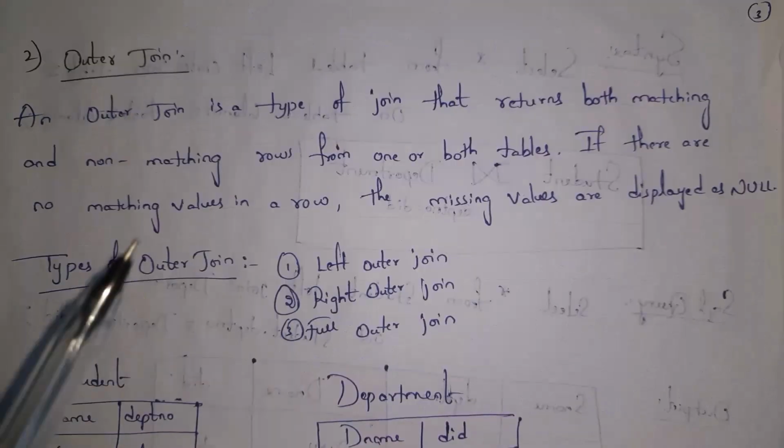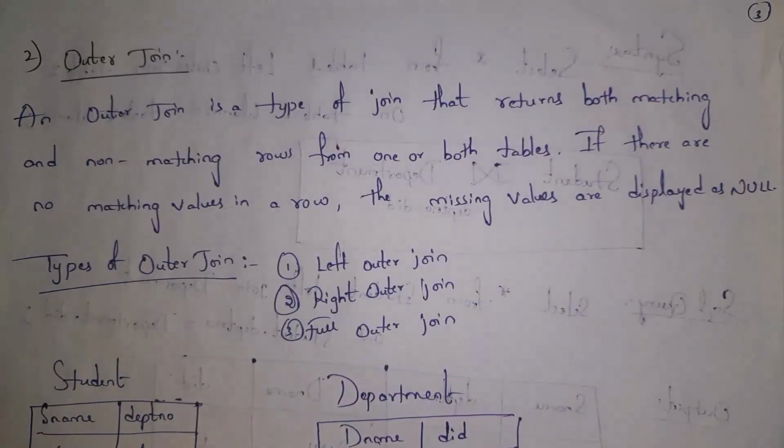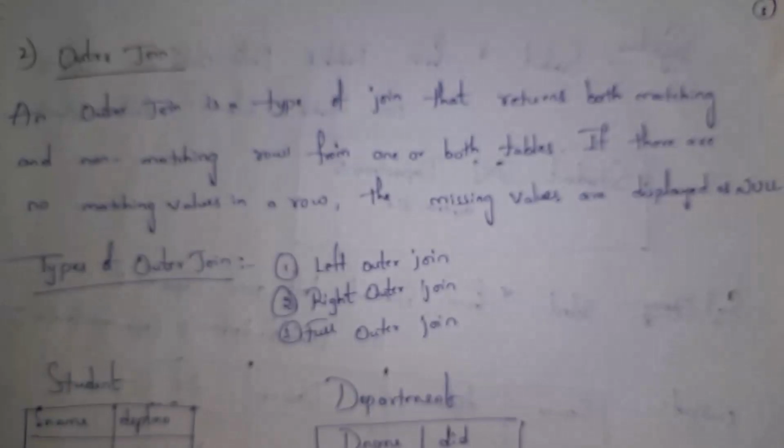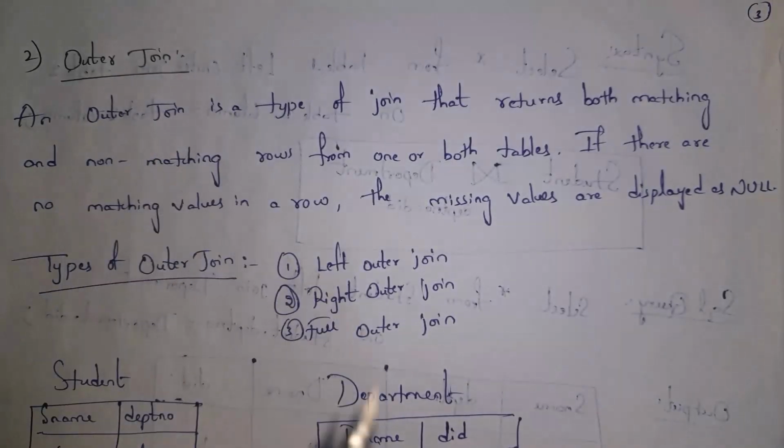So I will explain what is outer join. An outer join is a type of join that returns both matching and non-matching rows from one or both tables. Guys, if you consider, inner join will return matching rows from two tables. But outer join will return both matching as well as non-matching rows from one or two tables. If there are no matching values in a row, the missing values are displayed as null. Let me give you an example so that you can clearly understand what is outer join.